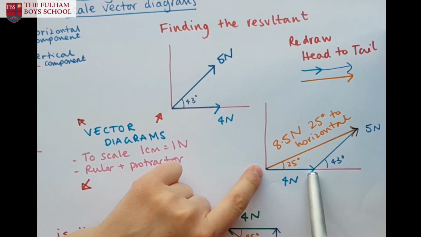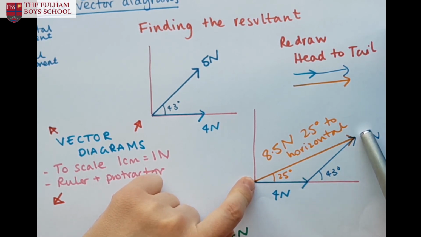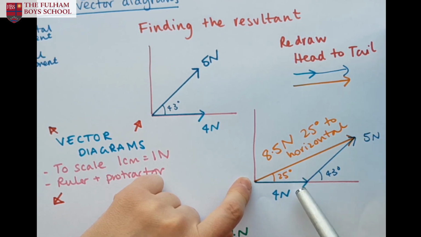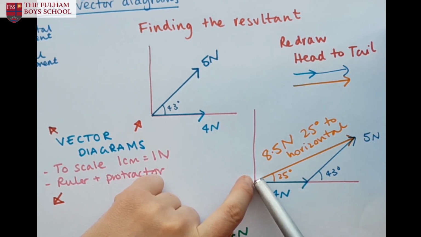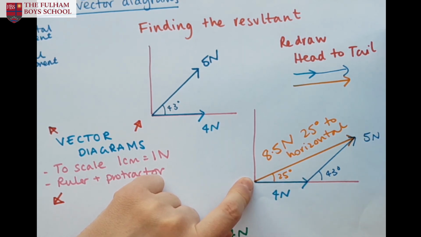So I draw my 4 newtons along here. Again, 4 centimeters. Then I draw my 5 Newton arrow, 5 centimeters at 43 degrees to the horizontal. And then I draw an arrow that starts at the same place that I started and finishes at the same place that I finished. If you think about walking, I could walk along here and up there, or I could just take this shortcut here, and this shortcut does the same job. And this arrow here was 8.5 centimeters long, so it's 8.5 newtons, and I measured the angle to be 25 degrees to the horizontal. And this is the resultant force from these 2 forces.